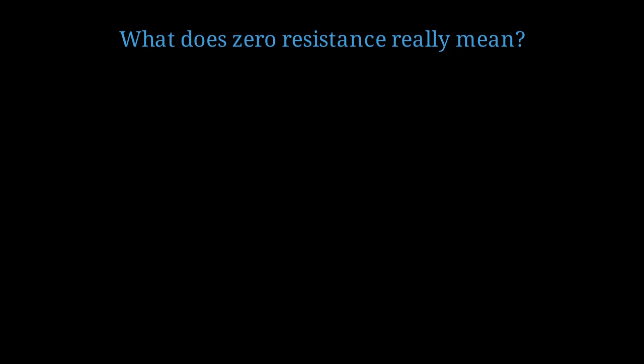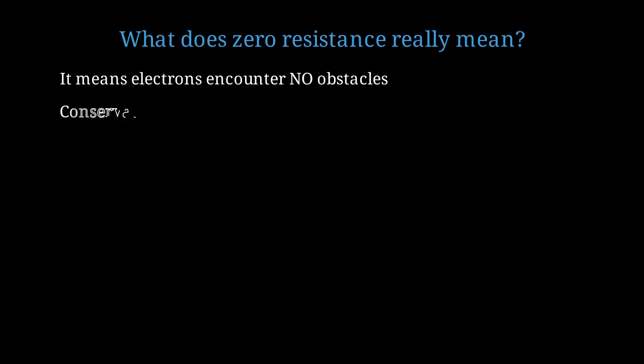What are the implications? It means that electrons moving through the material encounter absolutely no obstacles, no scattering whatsoever. They move as if through a perfect vacuum. From energy conservation, if resistance is truly zero, then no electrical energy is converted to heat. The current carries energy without any dissipation. The power dissipated is I squared R. If R is exactly zero, then P is exactly zero, regardless of the current magnitude.